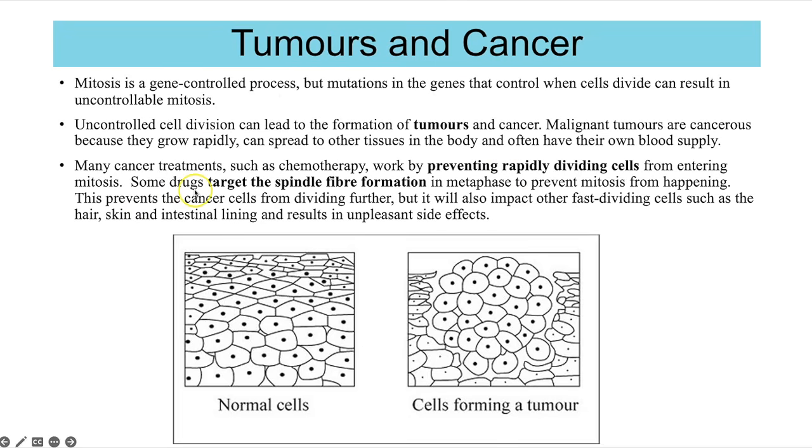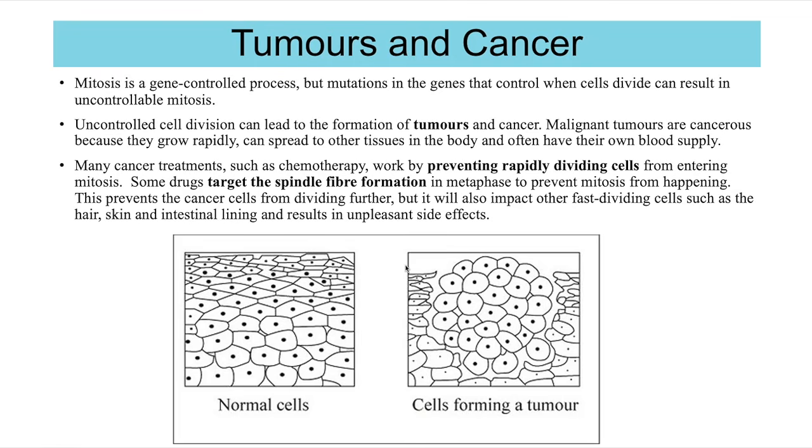And the way this works is some of those drugs using chemotherapy will target spindle fibre formation in metaphase, and this prevents mitosis from happening. And we'll have a look at how when we get to the actual stages of mitosis later on in this video. But ultimately, that prevents the cancer cells from dividing further.